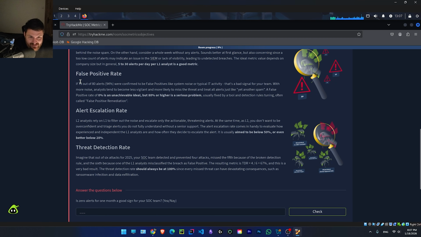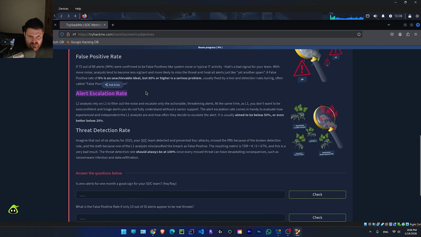False positive rate. If 75 out of 80 alerts, 94%, were confirmed to be false positives, like system noise or typical IT activities, that's a bad sign for your team. With more noise, analysts tend to become less vigilant, more likely to miss the threat and treat all alerts like yet another spam. A false positive rate of 0 is an unachievable ideal, but 80% or higher is a serious problem, usually fixed by tool and detection rules tuning, often called false positive remediation.